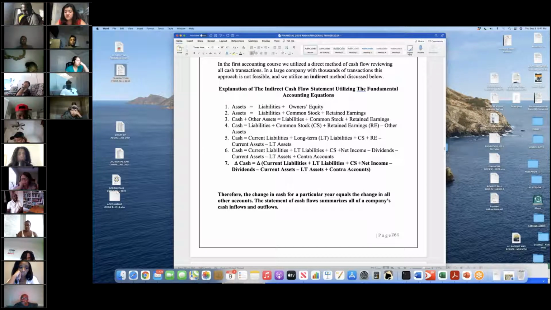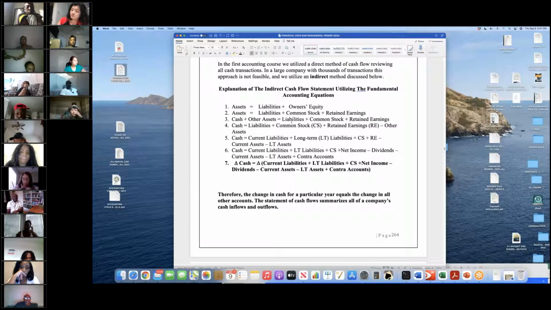So we just went from this top equation down here. And so we can look at the change of cash and explain the change of cash, delta, by saying the change of cash equals the change in all of these other assets.